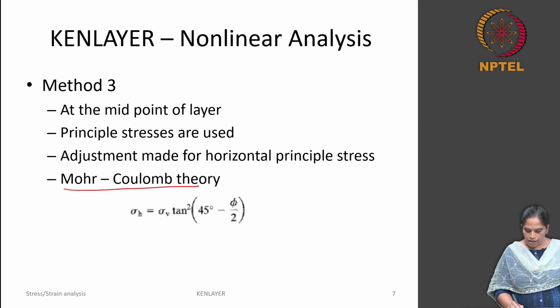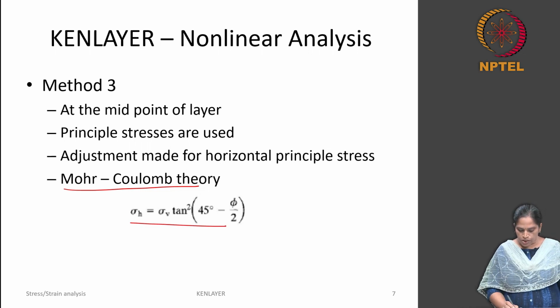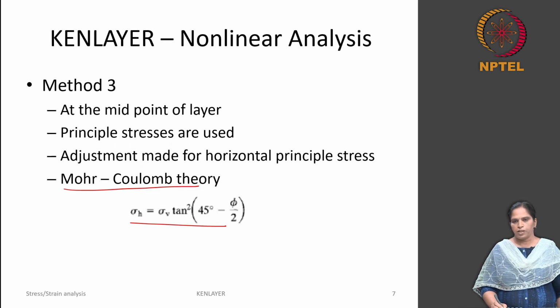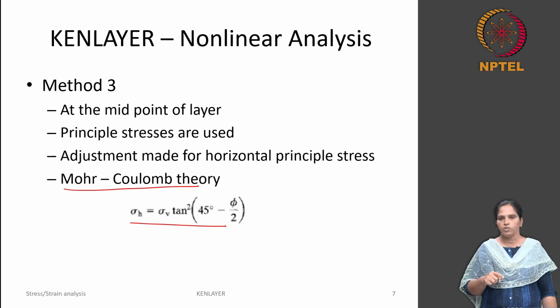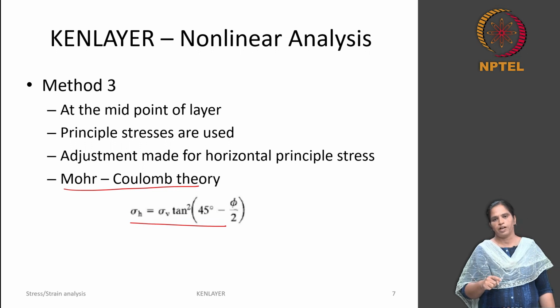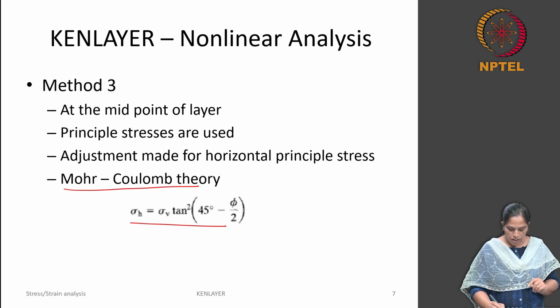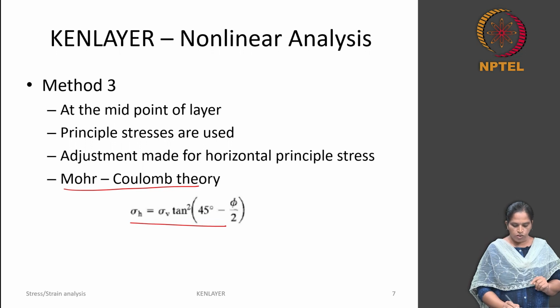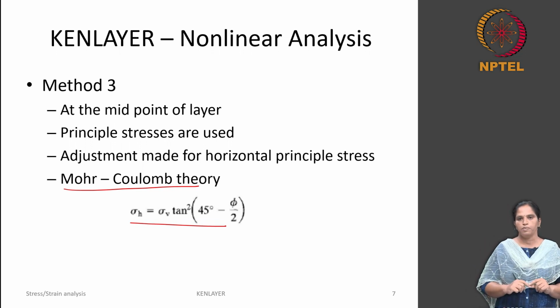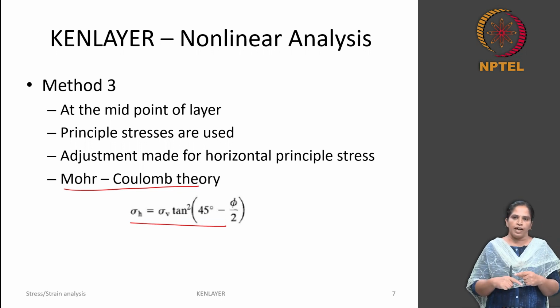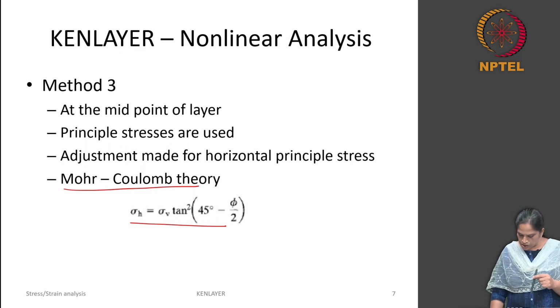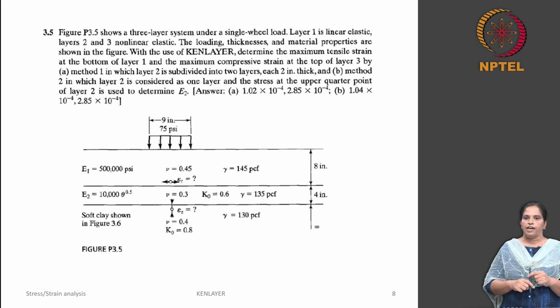So, you have a relation: sigma h, which is the horizontal stress, equals sigma v, the vertical stress, times tan square (45 minus phi by 2). Here phi is the friction angle of the granular material, so you need to define a phi value. When the phi value is 0, you will get sigma h equal to sigma v. So, sigma h is adjusted and then the modulus is recalculated. This is the third approach which KENLAYER uses.